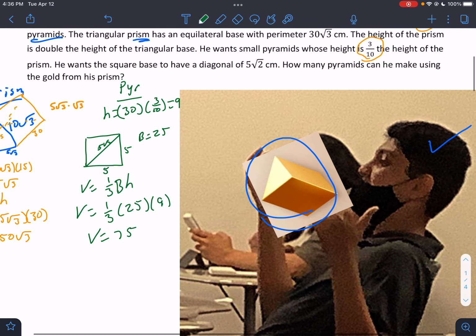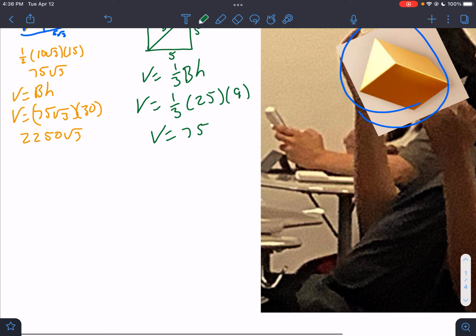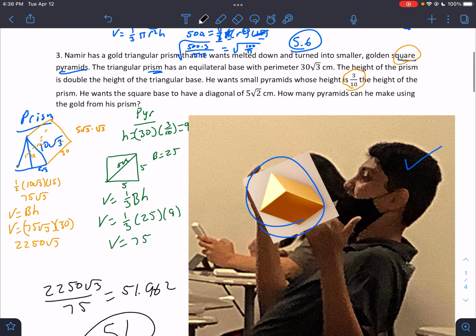All right, so how many pyramids can he make? He has this much total gold, and each pyramid uses this much. So what is that? 2250 root 3 divided by 75. And that is 51.962. So he can make 51 pyramids. He can't make the 52nd pyramid.